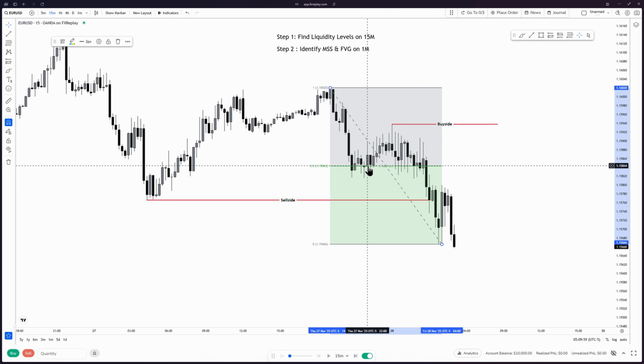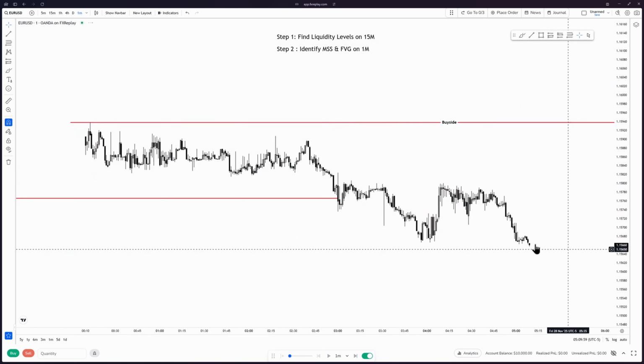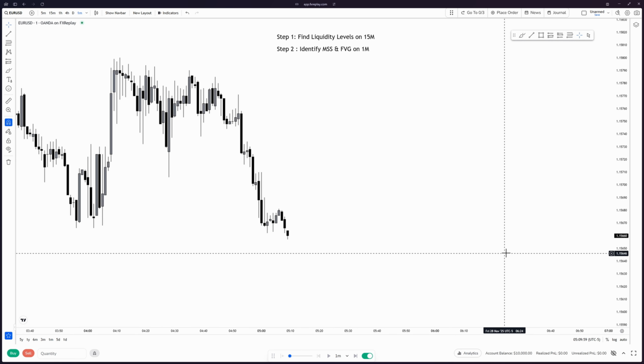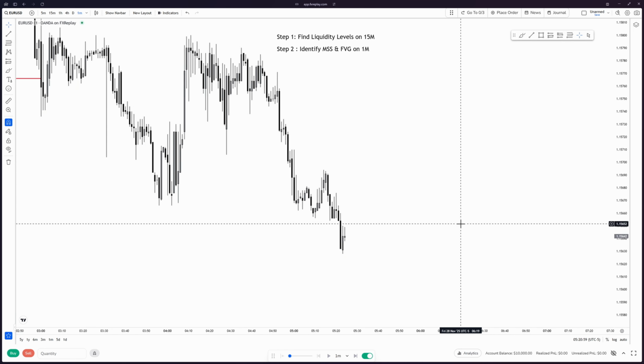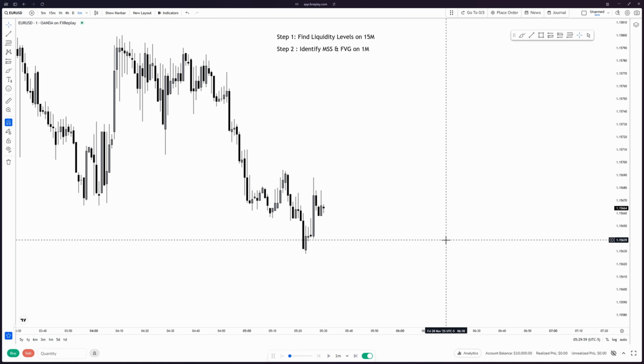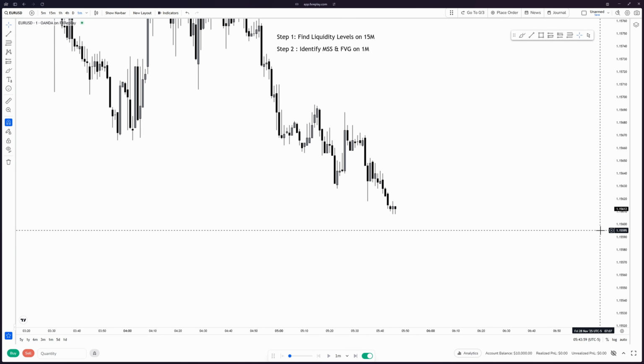Now we will simply shift down to the 1-minute time frame. Here, we have to identify a strong market structure shift to the upside. You have to stay patient while waiting for confirmations. We need to see a strong displacement above the high in order to get a high probability confirmation.